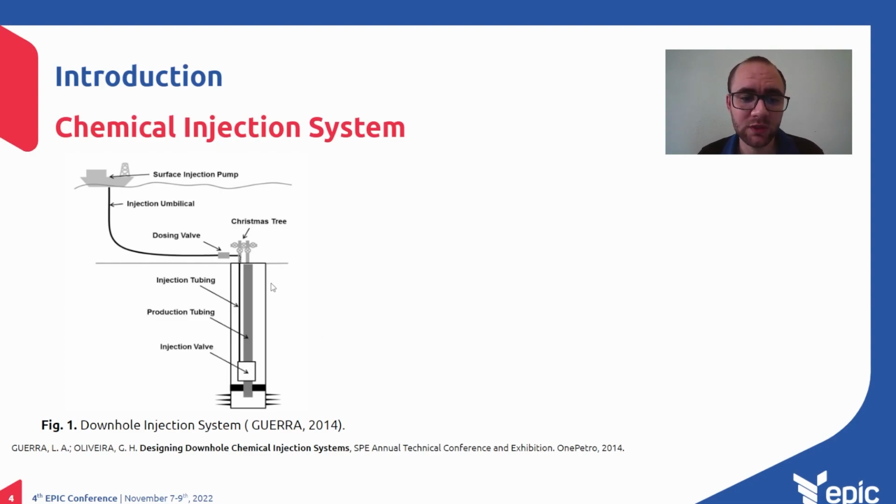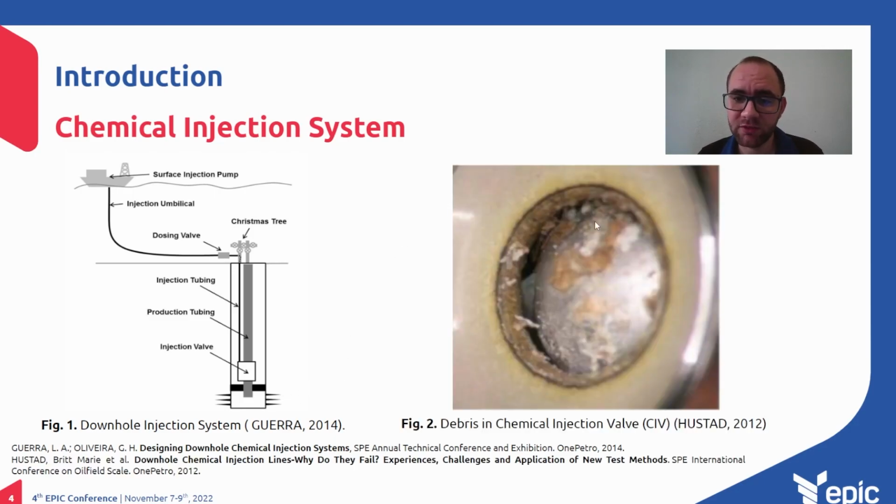So the problem is when we introduce the demulsifier in downhole, there are some problems that we can find. There is some debris found in the chemical injection valve, and when your valve is blocked, you cannot introduce your chemical in the flow stream. So, for example, if you use a demulsifier, you will not have something to break the emulsions, and this could bring operation problems like damaging the plant, and your fluid will be more viscous to flow.